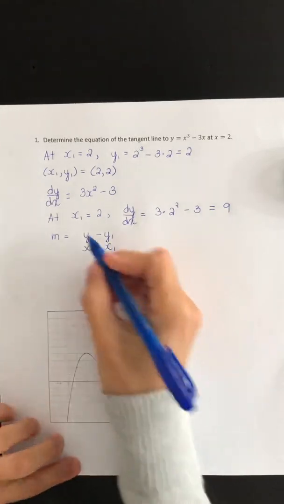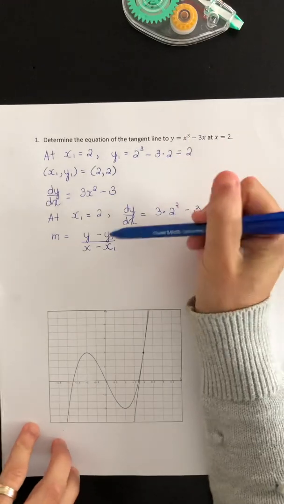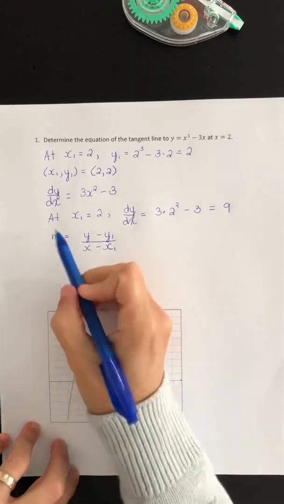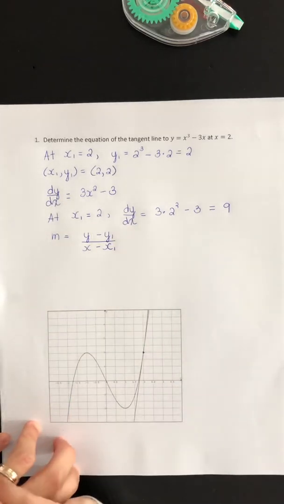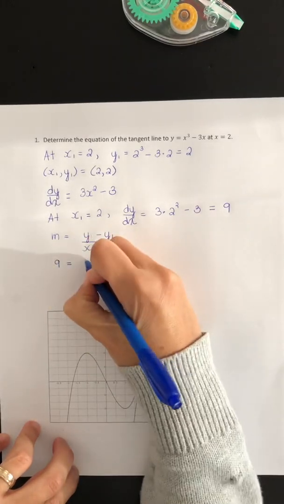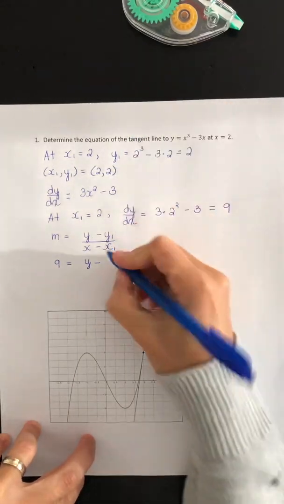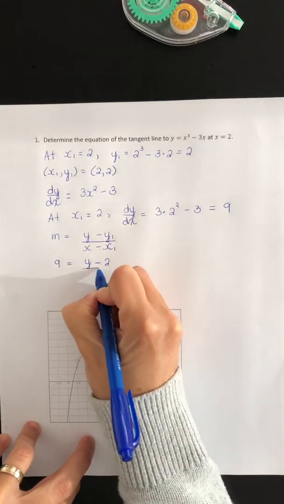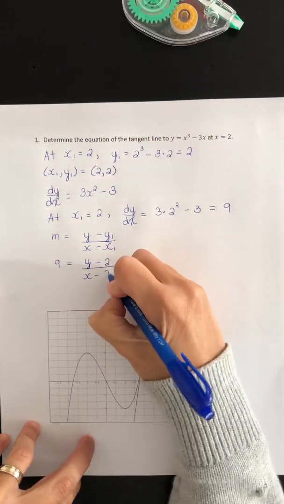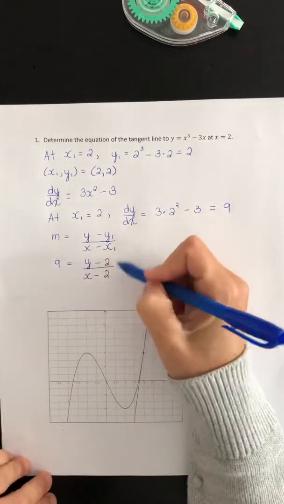There we go. Okay, so the equation that we're using is point slope form, y minus y1 over x minus x1. The slope is substituted on the left side, and in this case it is 9. And now we do y minus, the y1 value is 2, over x minus, the x1 value is also 2, like this. So now we have it substituted. We're just going to put this in general form.